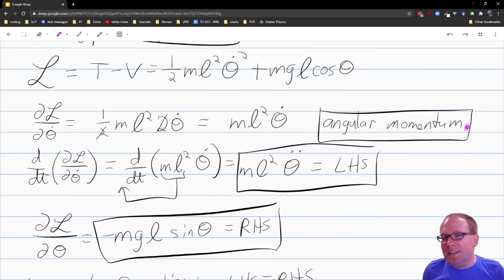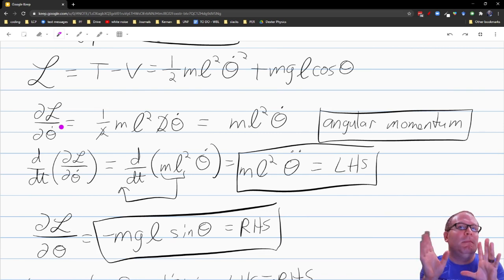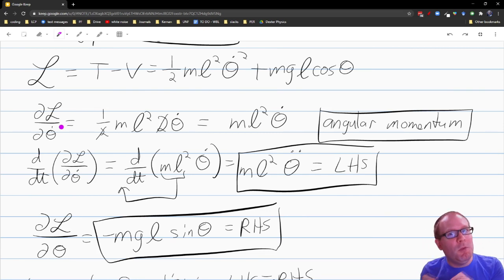You might recognize this as an angular momentum, right? It's going to have units of kilogram meter squared per second. You can also think of it as the moment of inertia times omega. That's intentional. The derivative of L with respect to the q dot, the derivative of the canonical variable, will always give you some sort of momentum. Sometimes it will be a momentum you can recognize, sometimes it will not. But in this case, it gives us the angular momentum.